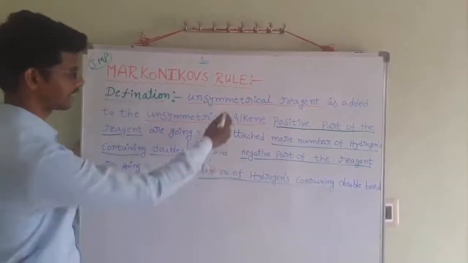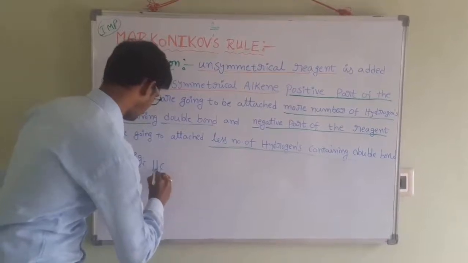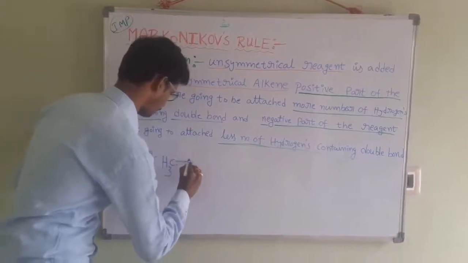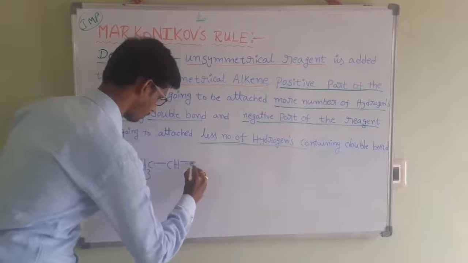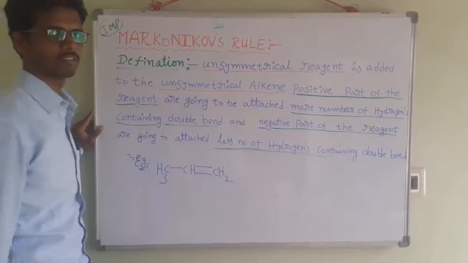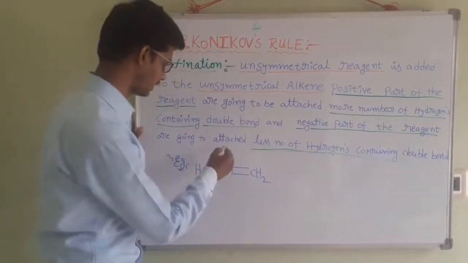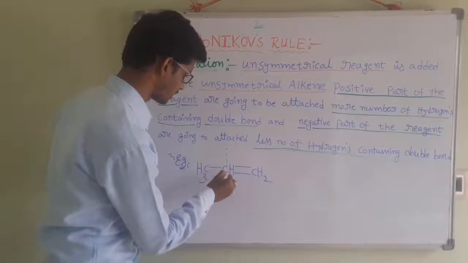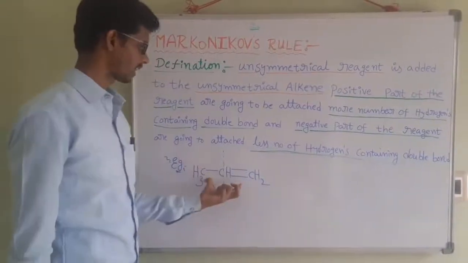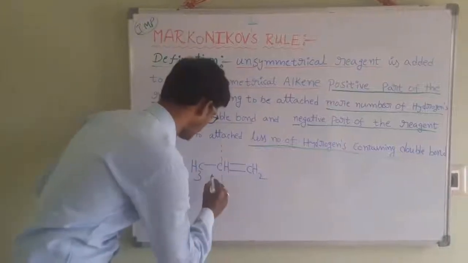Suppose, for example, let us see an unsymmetrical alkene. This is an unsymmetrical alkene, also called an asymmetric alkene. Why? Because it does not give two equal halves. This way it is called an unsymmetrical alkene. The name is propene.